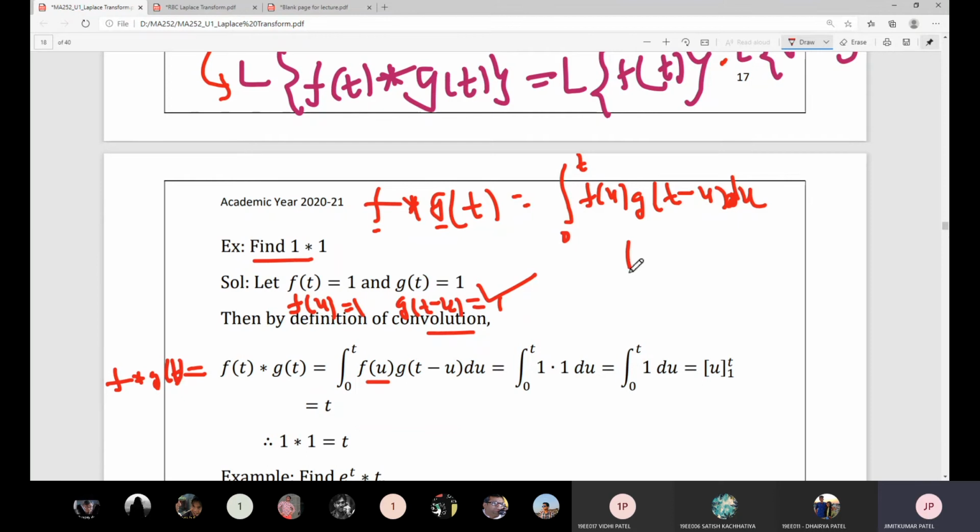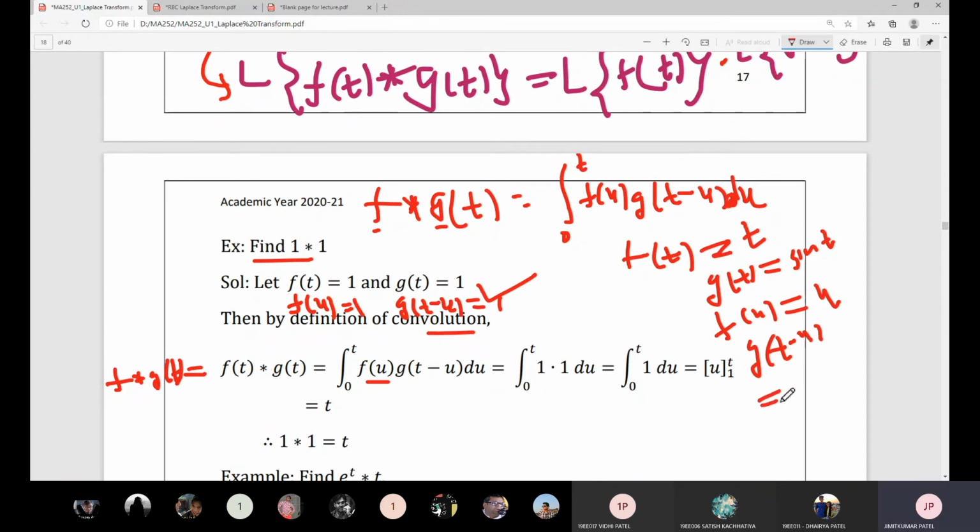If you had, for example, only for example, f of t equal to t and g of t equal to sin t, then what can we do? What is our f of u? f of u will be u, and g of t minus u will be sin of t minus u. Am I right? Any doubt? How to find f of u and g of t minus u? Any problem?